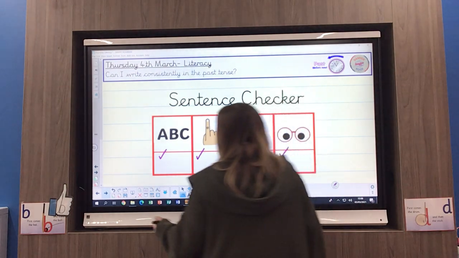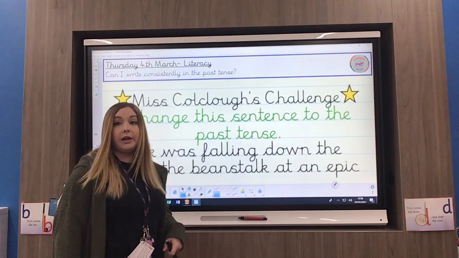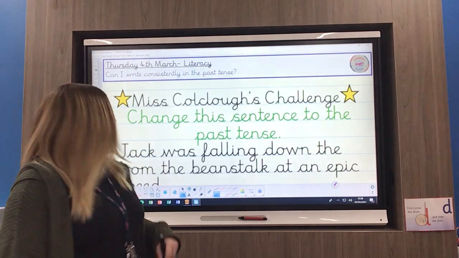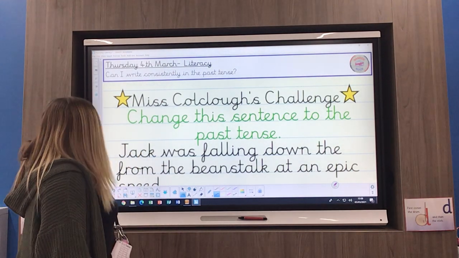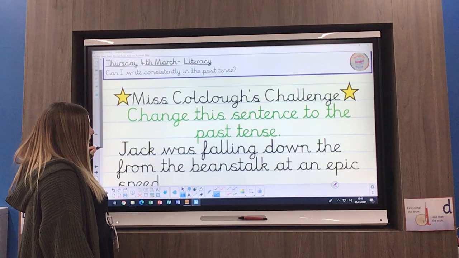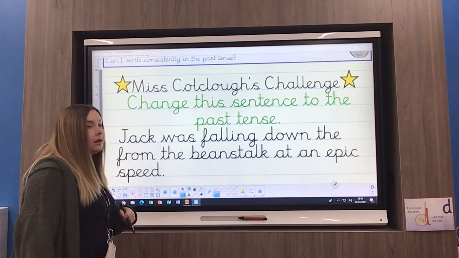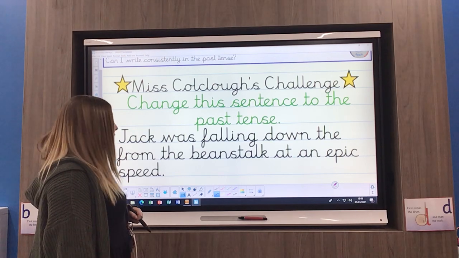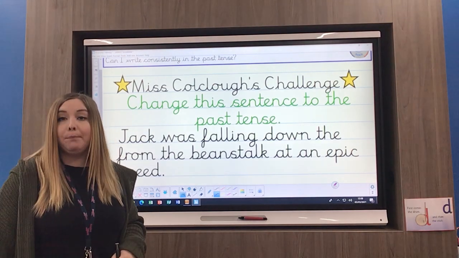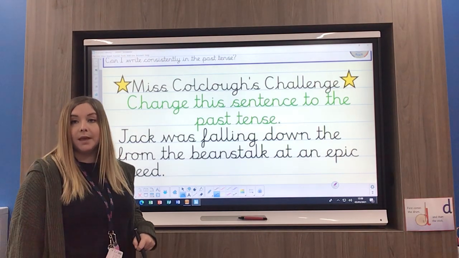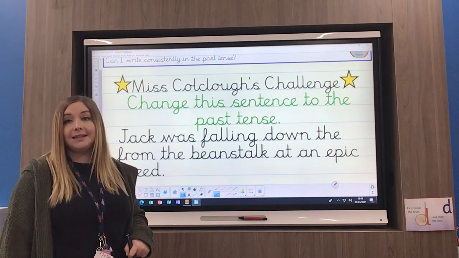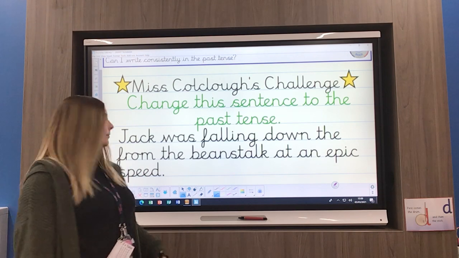Okay, and then let's end our learning with a quick challenge. Change this sentence to the past tense. Jack was falling down from the beanstalk at an epic speed. What could you change in that sentence to make it the past tense?